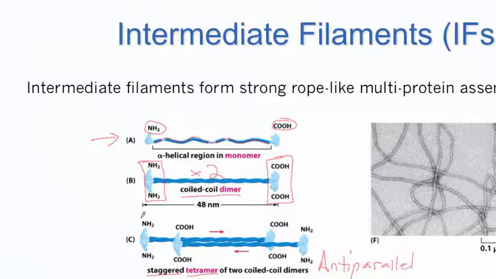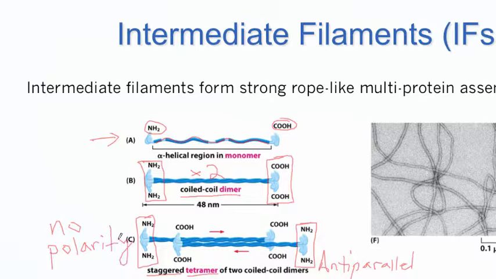This is really important because now that it's anti-parallel at the tetramer stage, one end of the filament, or part of the filament, has only an N-terminus, and the other end has an N-terminus. Therefore, we've lost polarity, so no polarity. This isn't necessarily important in intermediate filaments, but it's important in all the filament structures because if you remember, for microtubules and actin, polarity is really important for how they polymerize.